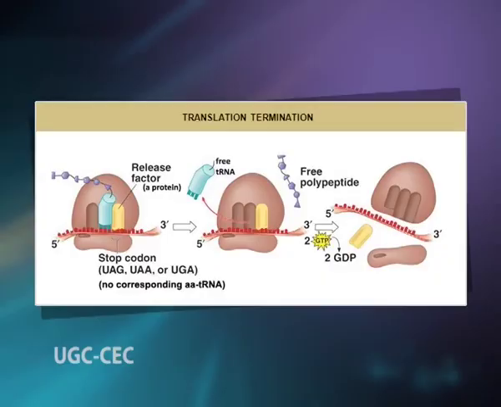The next step is termination. When the A site reaches a stop codon, instead of tRNA, release factor proteins bind to the A site. There is no tRNA available with an anticodon for stop codons such as UAA, UAG and UGA. The binding of release factors causes the release of the newly synthesized polypeptide and mRNA from the ribosome complex. Finally, the ribosomal subunits also get separated from each other.